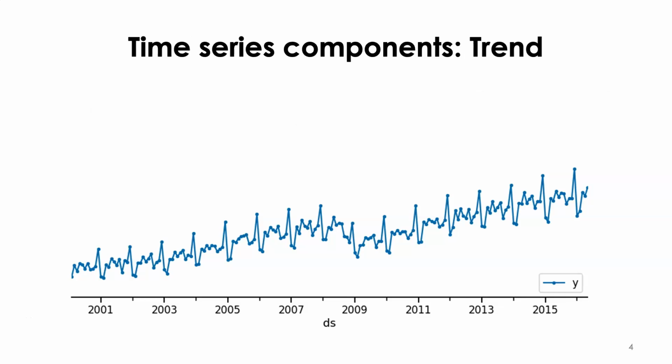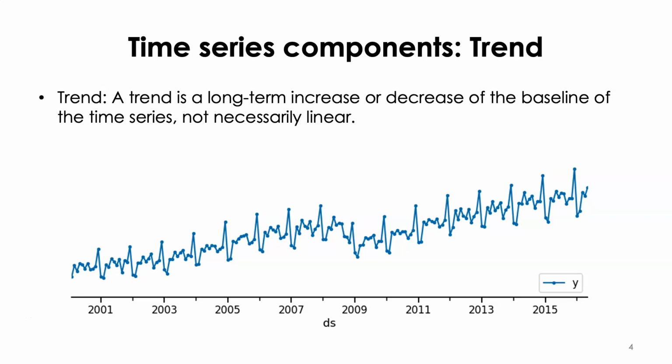Let's discuss the trend. By trend, we mean a long-term increase or decrease in the baseline of the time series, and this is not necessarily linear. We represent the trend here by the orange line, and is something that we might draw by eye.